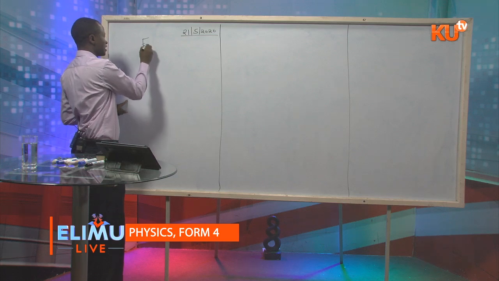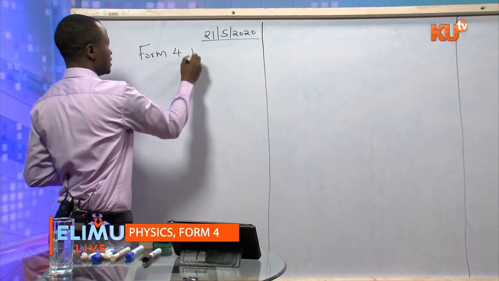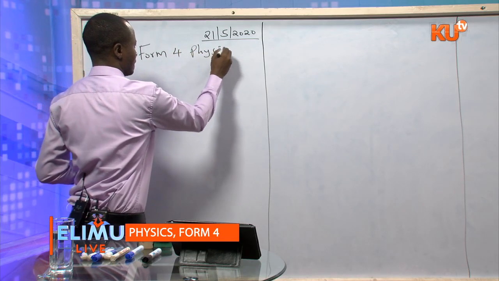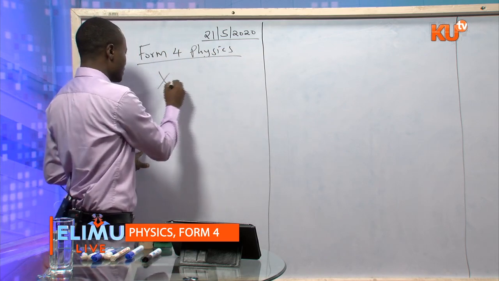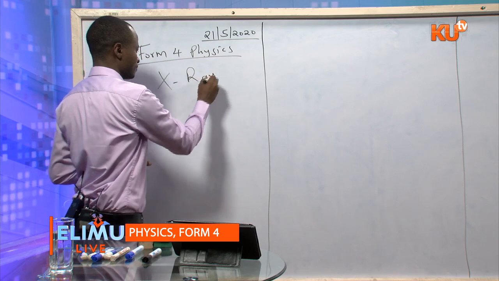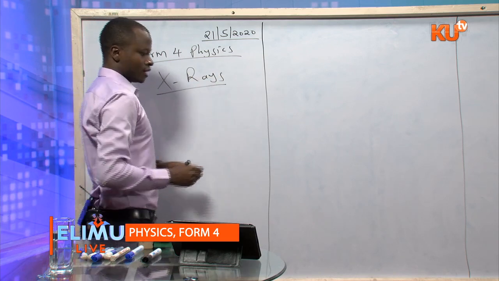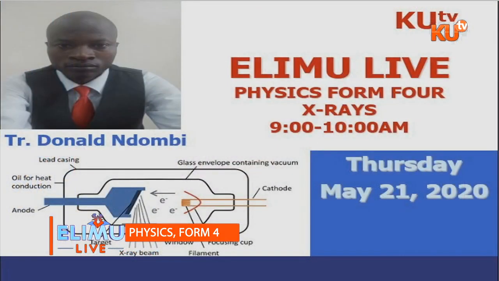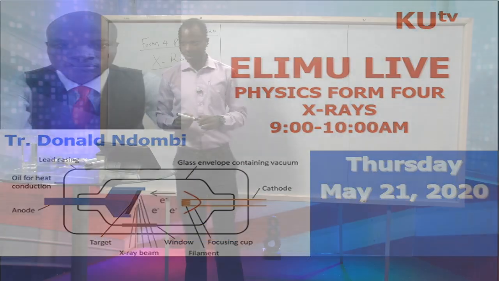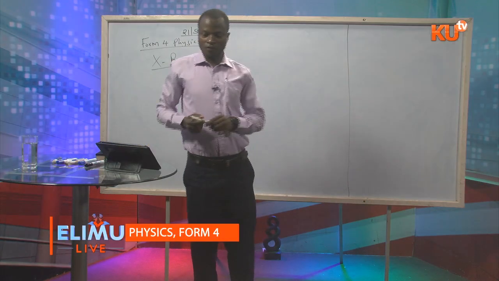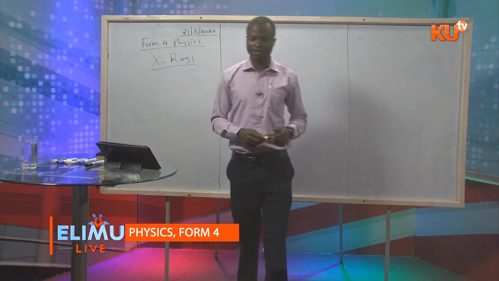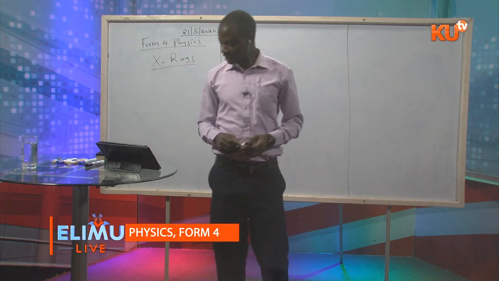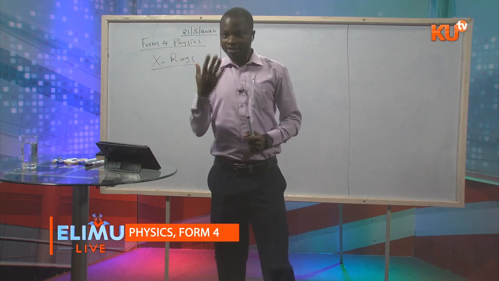Talking about Form 4 Physics, and our topic of discussion today is X-rays. I hope you remember previously when we were looking at cathode rays. One of the uses of cathode rays, we said they can be used to produce X-rays. Therefore, today I want us to discuss X-rays.